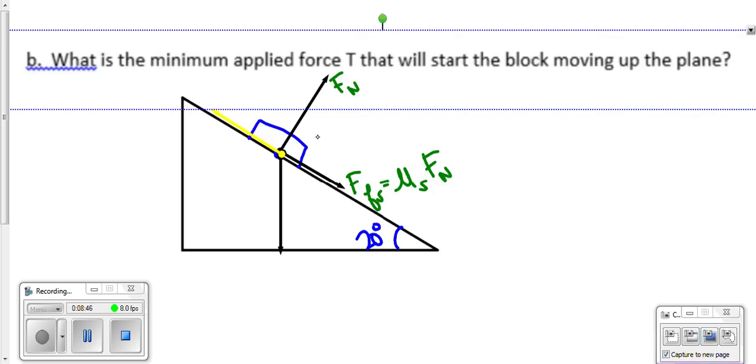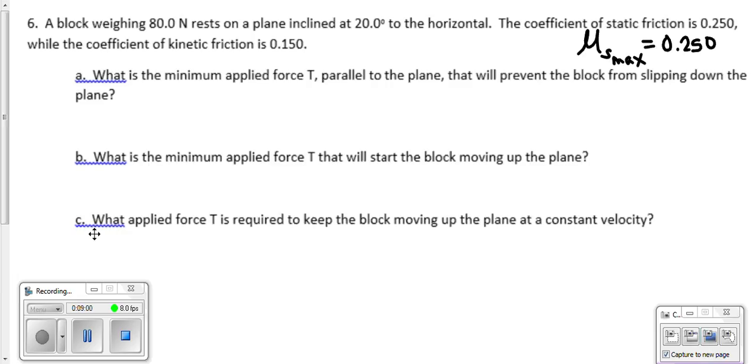But here's the normal force. This is the gravitational force, which we said was 80. And so remember to draw your components, and this is T. So everything is moved around a little bit. Now, knowing that, you could answer part C as well. If you can do part B, you can answer part C.